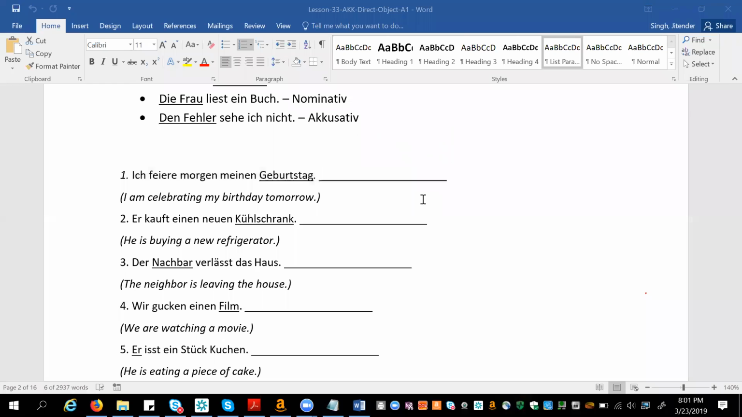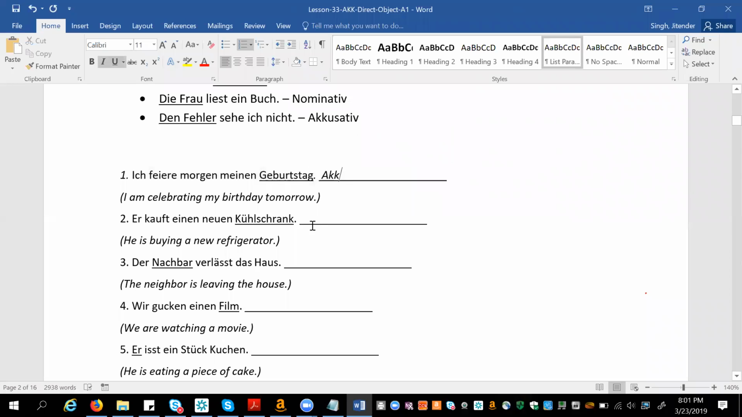Ich feiere morgen meinen Geburtstag. I'm celebrating my birthday tomorrow. Feiern is to celebrate. Morgen is tomorrow. Meinen Geburtstag. Meinen. Direct object. So now tell me, what is the accusative case? What is the direct object here? Geburtstag. So that is accusative.